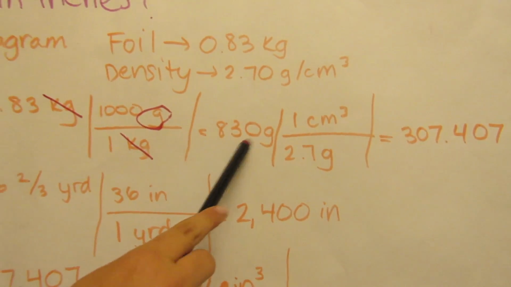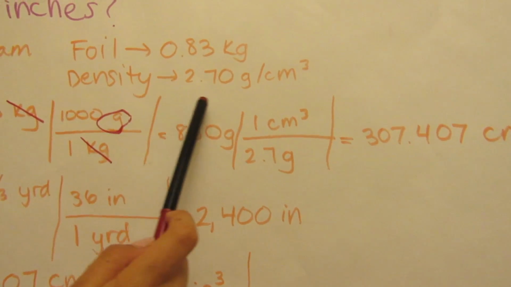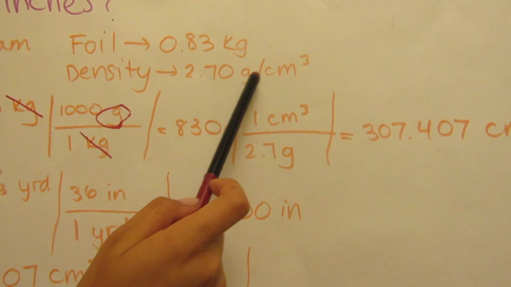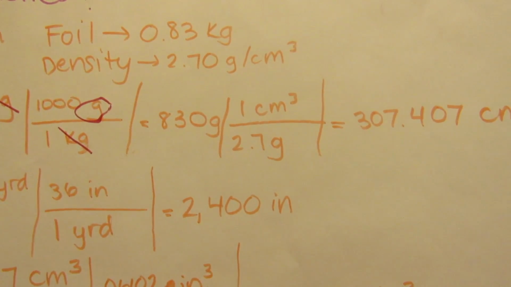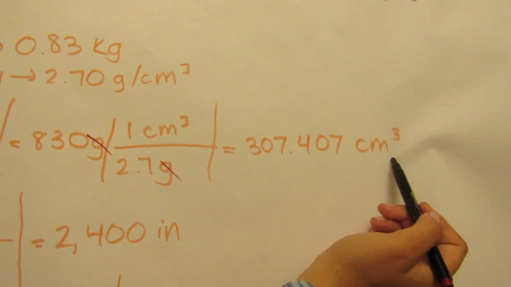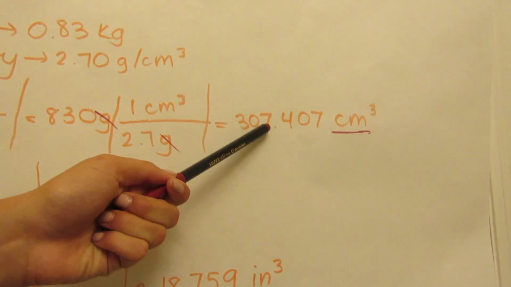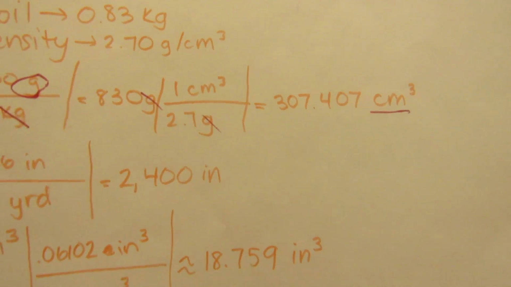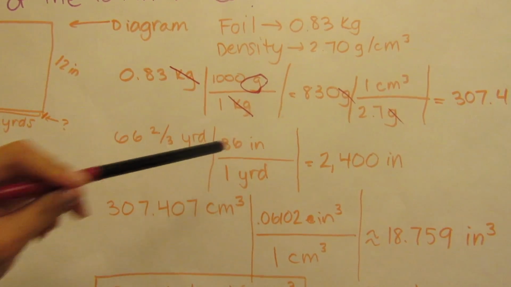And then from there, we did another dimensional analysis, because the density states that it's 2.70 grams per centimeter cubed. So 2.7 here is on the bottom now. Again, the units cancel, and you're left with centimeters cubed. So the answer to that is 307.407 centimeters cubed.